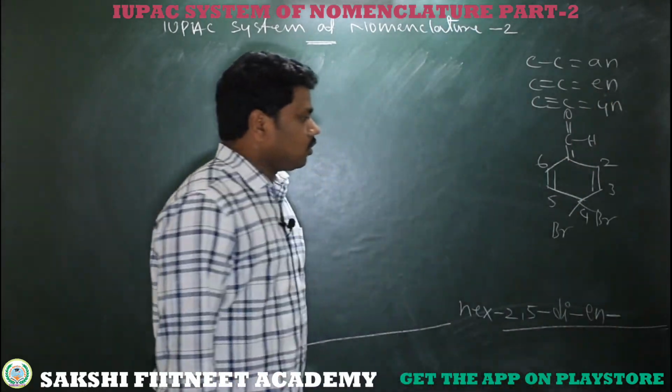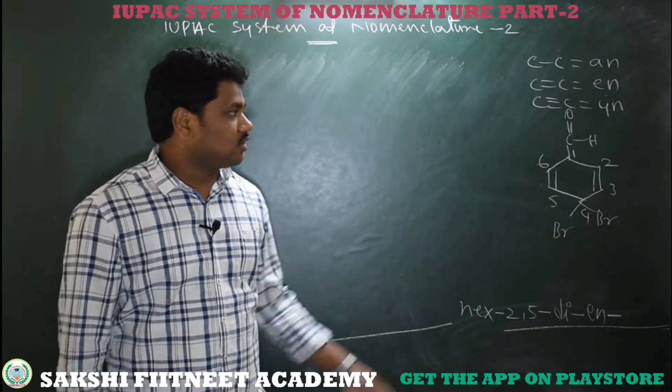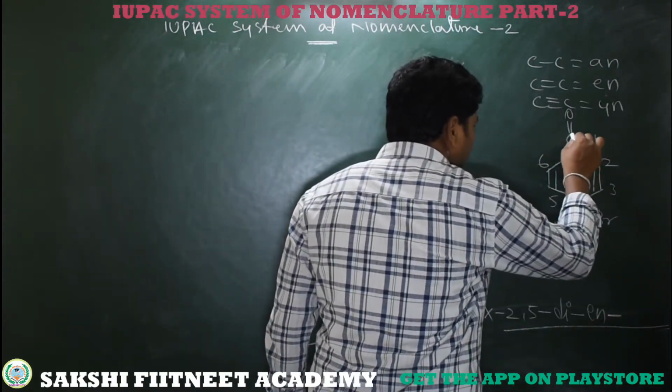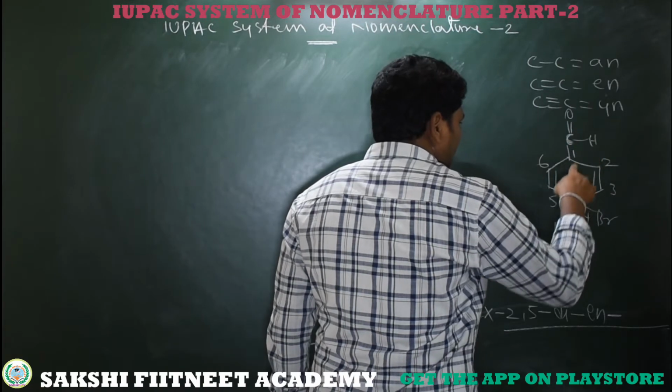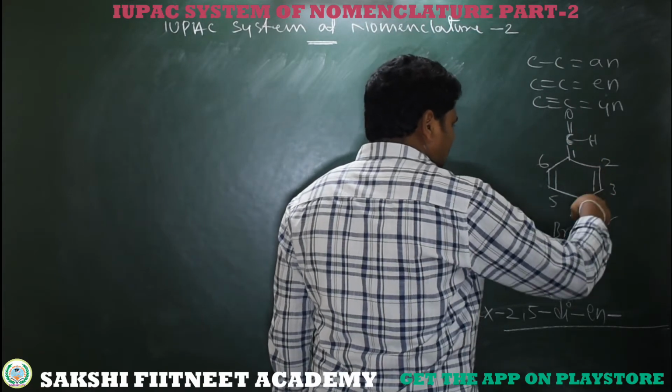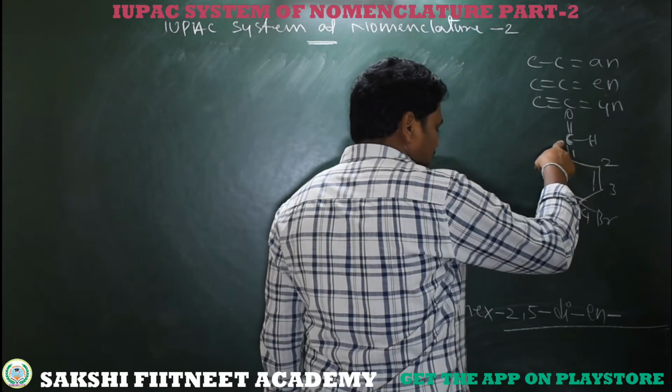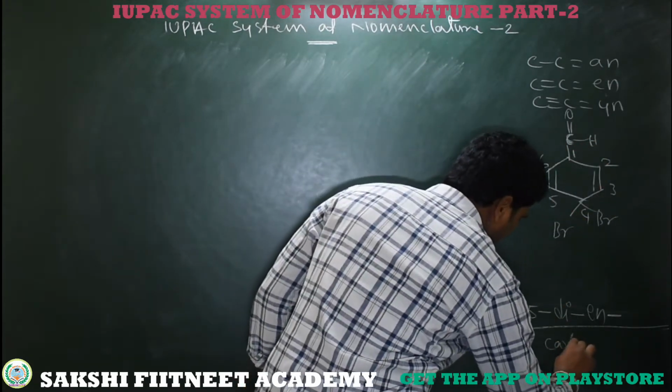Finally, write about the functional group. So what is the functional group here? That is the aldehyde functional group including this carbon, because this carbon is not added in the parent chain. So separately we should write the functional group name as a suffix including this carbon. So it becomes carbaldehyde.